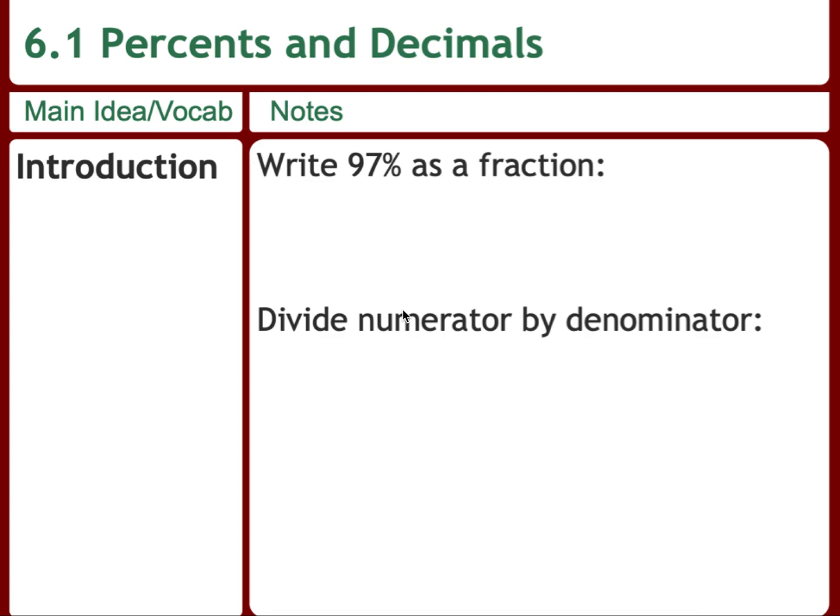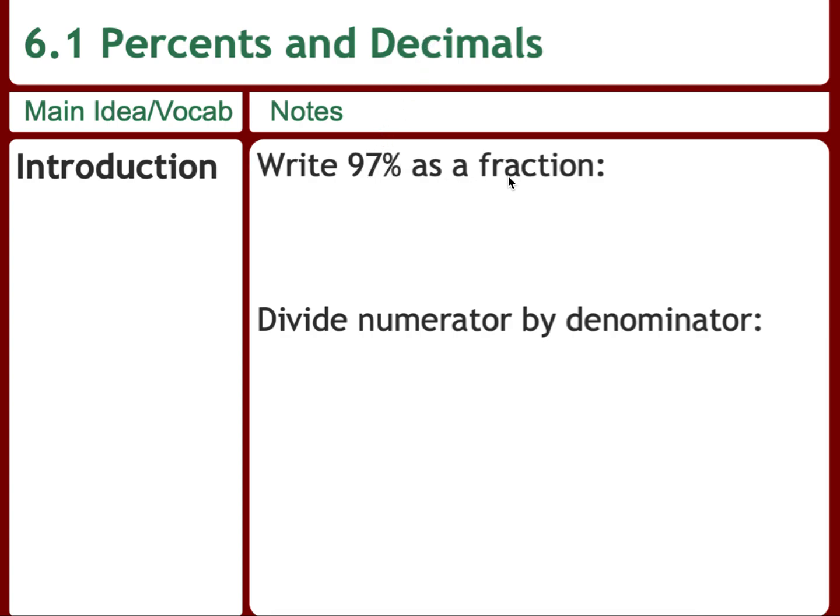Welcome to today's lesson on percents and decimals. So previously we've converted percents to fractions, fractions to percents. Now we're going to look at percents to decimals and vice versa, decimals to percents. So to get started, let's go ahead and look at how we would write 97% as a decimal.